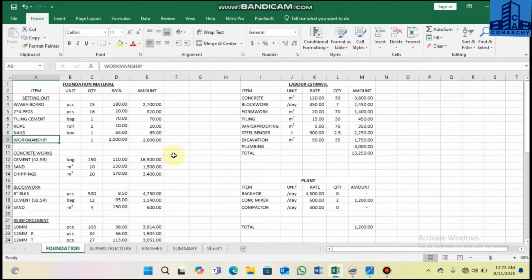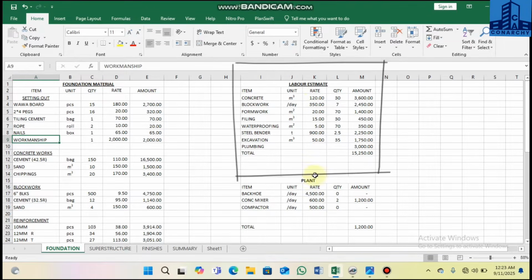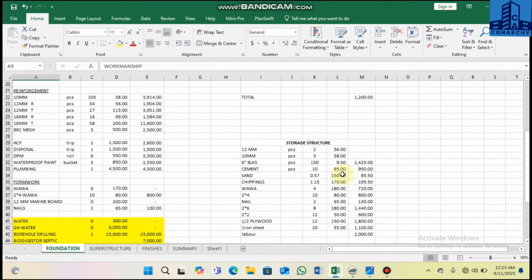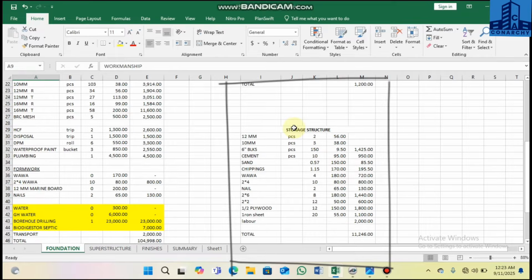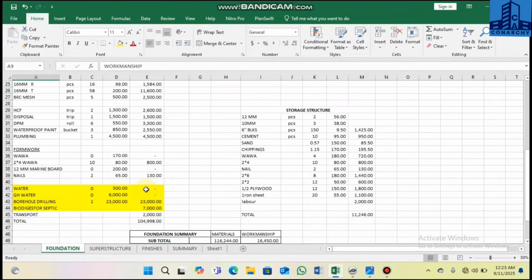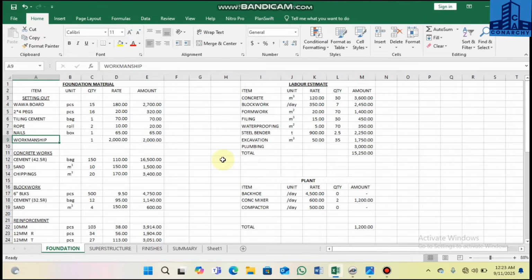So before we start, I've actually divided my Excel sheet into various sections. We have the material section, the labor, the plants you'll be using, and also our storage structure. So this storage structure is where we are going to be keeping our cement and the various tools you'll be using on site, that we actually have to keep in a safe place. And there are various things that we have to look through over here. So let's just get started. It's quite similar to the previous one we did, so I'm just going to brush through.